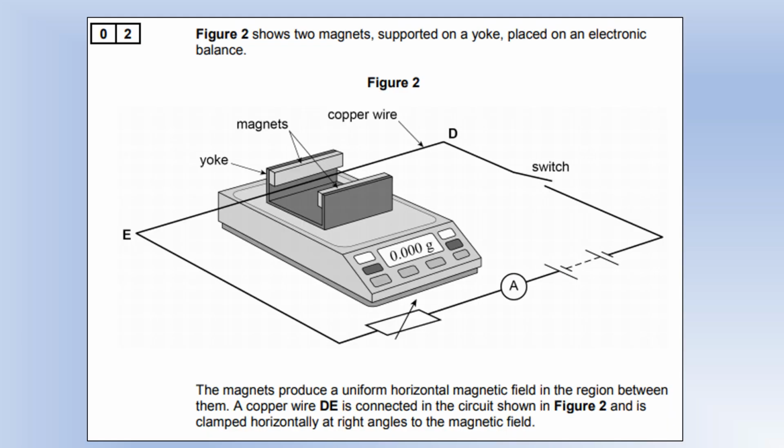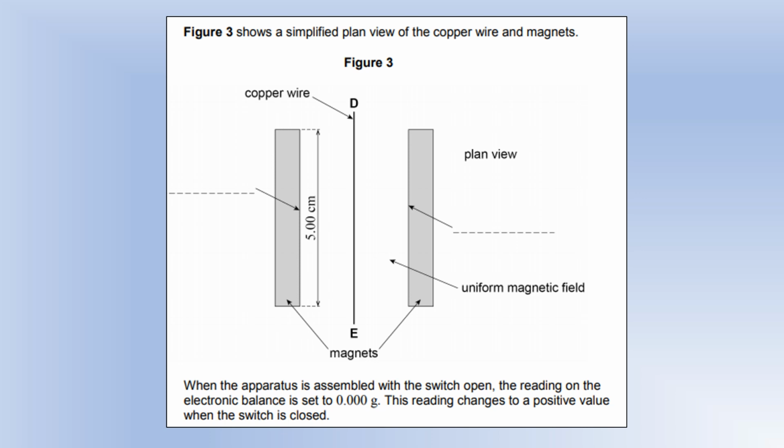Okay, so moving on to do some magnets stuff. So we've got two magnets supported on a yoke. This is one of the experiments you should have done as part of the course. And the magnets produce a uniform horizontal magnetic field in the diagram shown. And we've got a copper wire which is connected in a circuit. We've got a plan view, so we're looking down on the equipment. The balance is zeroed when the switch is open, when there's no current. This reading changes to a positive value when the switch is closed.